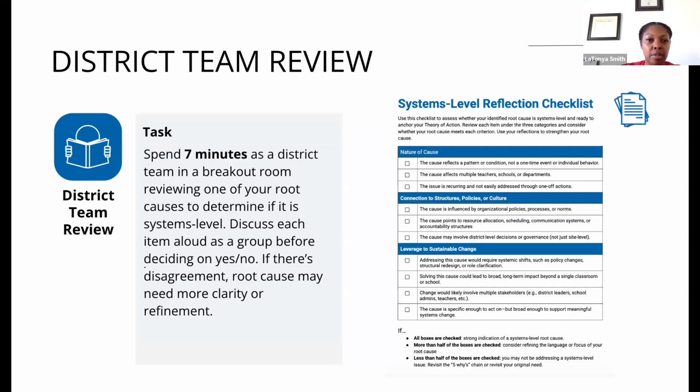And really quickly, I know we gave some additional time in the breakout, but I would love to hear from both districts. Did you land on a yes, or where did you land on the checklist?